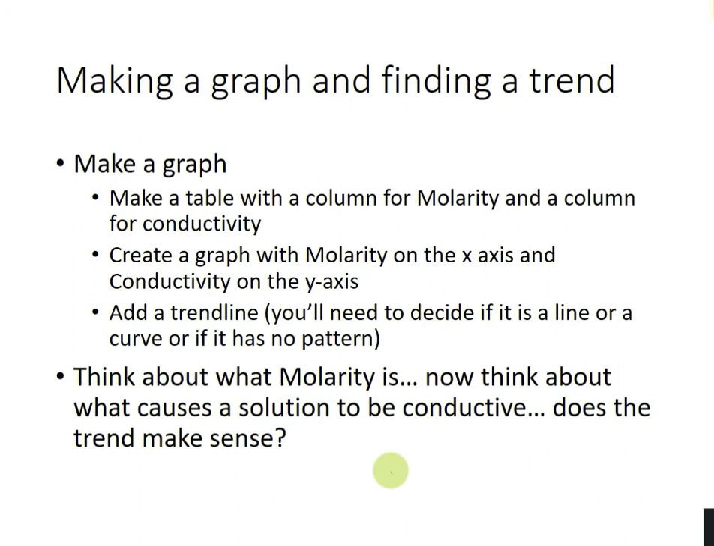When you add the trend line, it will usually ask you, if you're doing it in a program, if you want a linear or a polynomial or a logarithmic. The first thing is you're going to look at the dots on your graph and decide, is it a line or is it a curve? If it's a line, choose linear. If it's a curve, play around with the polynomial, logarithmic, exponential until you find one that looks like it fits well. Or maybe it has no pattern, in which case you can't add a trend line.